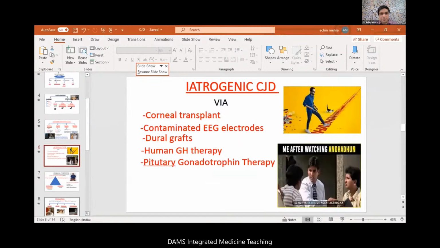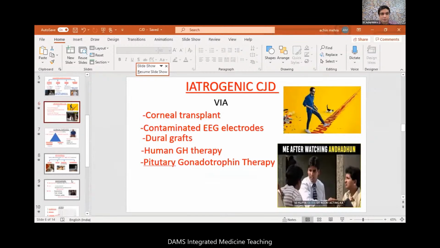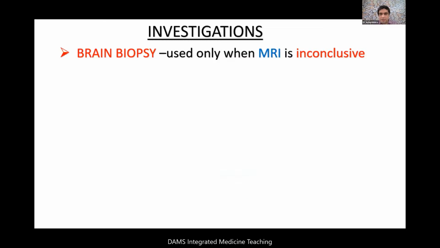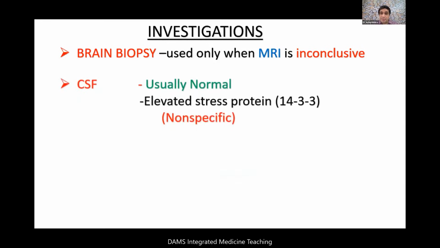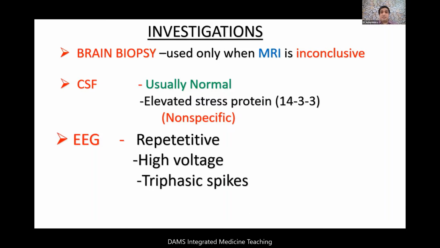As we saw, the disease is more often being diagnosed through an investigation like MRI, and I was very clear the brain biopsy is only done when the MRI is inconclusive. There's another role of CSF that they put in various books, but you remember the CSF is usually normal in these patients, although there is elevated stress protein, that is 14-3-3, but that thing is non-specific for diagnosis in such cases. And something important, the EEG. Yes, EEG is another important topic which is asked on this CJD. A part of it, that is repetitive high voltage triphasic spikes are seen in these patients, right?